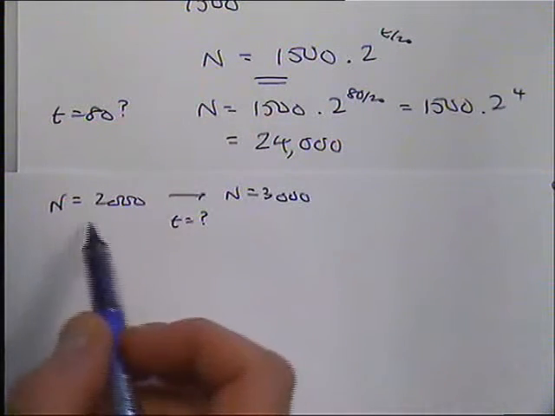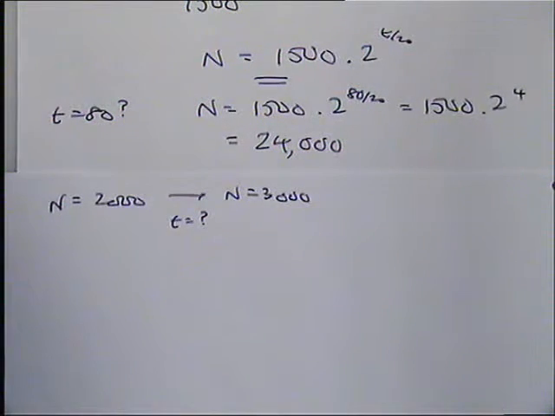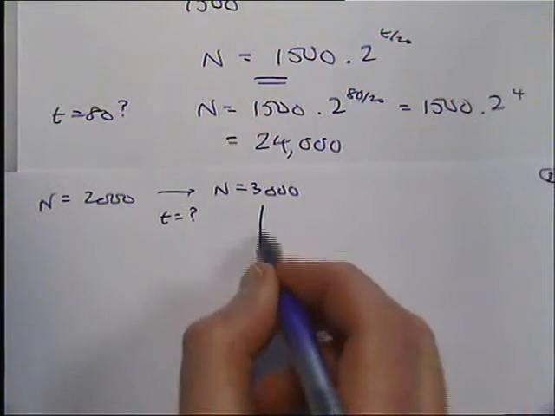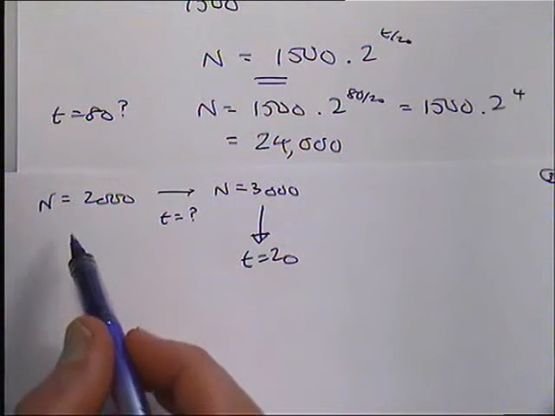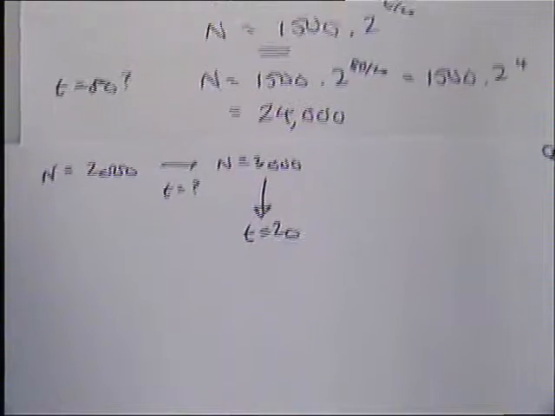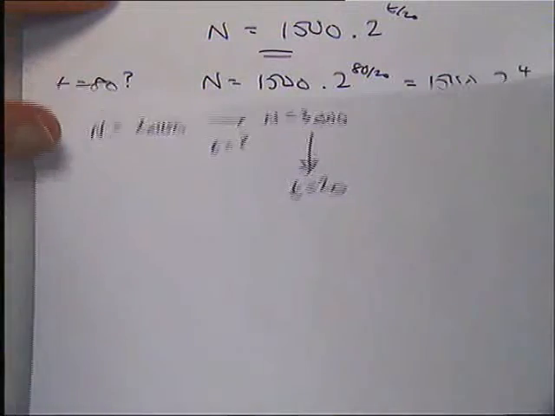Do we know any information already in the question about either of these two points in time, when n is either 2,000 or when n is 3,000? If you look back at the original question, do we know anything about either of those n numbers? Yeah, we already know that n is 3,000 when t equals 20. That was given to us in the question. So what we've got to find out now is when n is 2,000, what t is, and then find the difference between them.